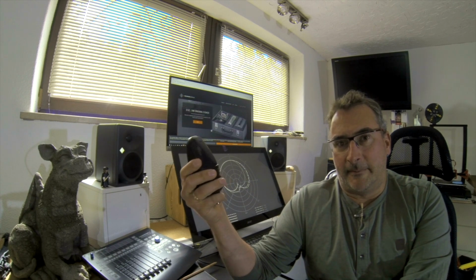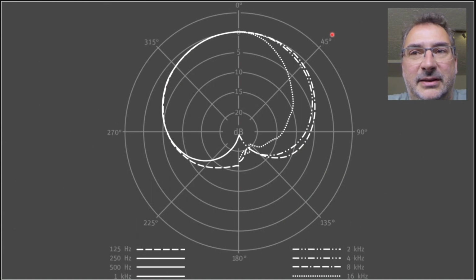Let's have a look at a polar pattern. What do we have here? This diagram shows us a perfect polar pattern of a cardioid microphone. Here it is the Neumann KM184, one of my favorite microphones. While I explain you this polar pattern, you will understand why it is one of my favorite microphones. But first, let's start the explanation.